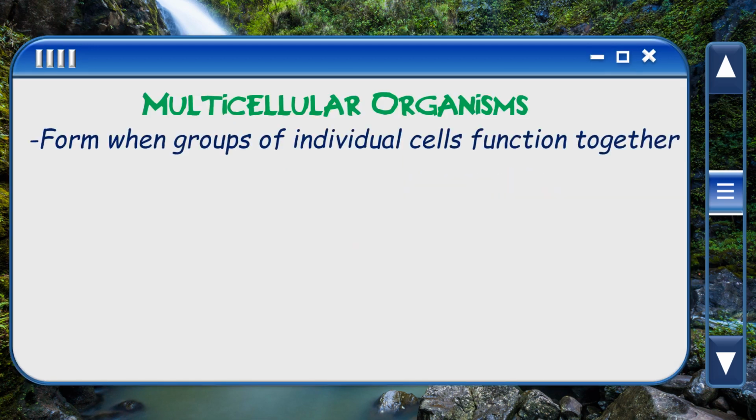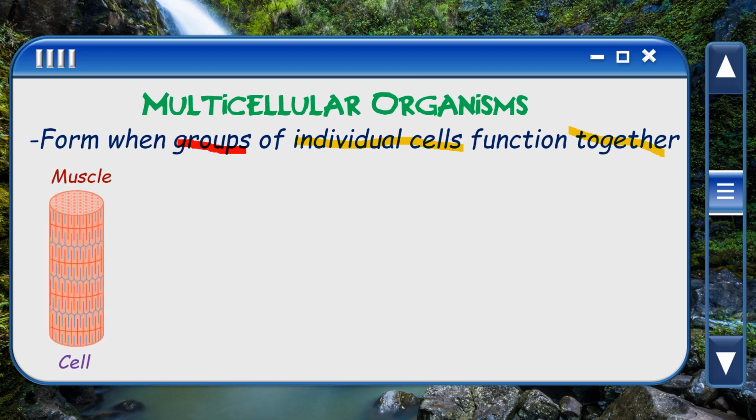We want now to look at multicellular organisms. Multicellular organisms are formed when groups of individual cells function together. They are groups of individual cells that function together, meaning that we have very many cells coming together, forming a group and then functioning together.